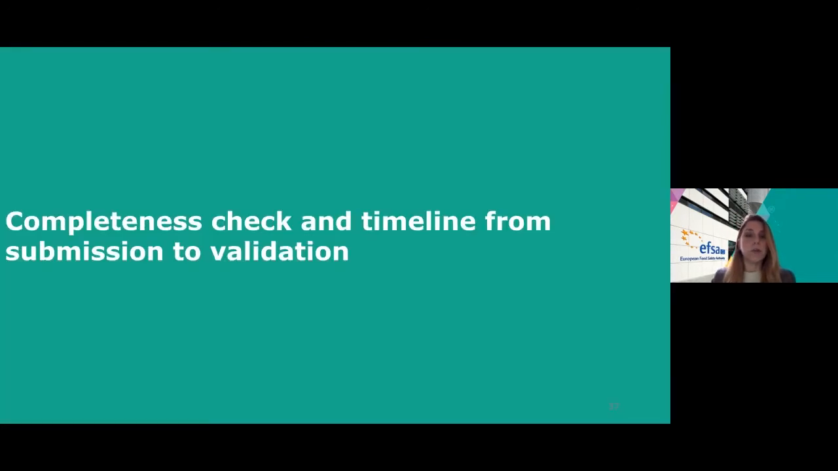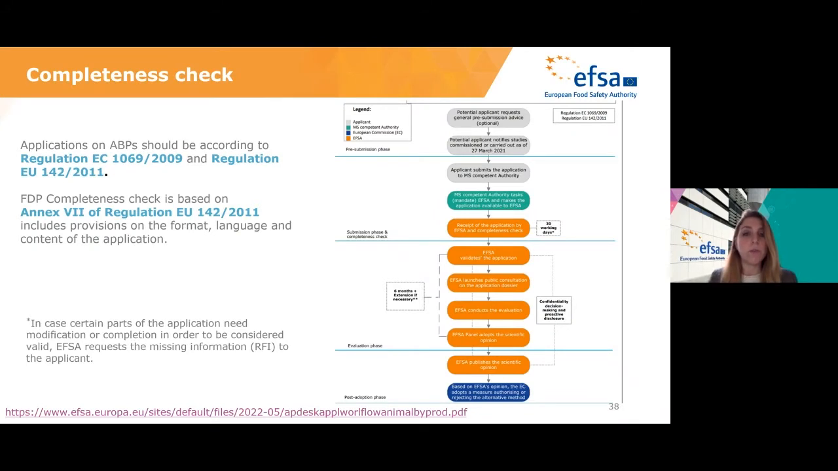Yes. So we have seen the pre-submission activities and how to submit the dossier through Portalino. Now it's time for EFSA to perform the completeness check. Next slide. The completeness check is done by the FDP, my unit, and is based on Annex 7 of Regulation 142/2011, as well explained by the presentation before. All the mandatory steps that should be included in the dossier are explained in Annex 7. When we receive the dossier, we have 30 working days to perform the completeness check.